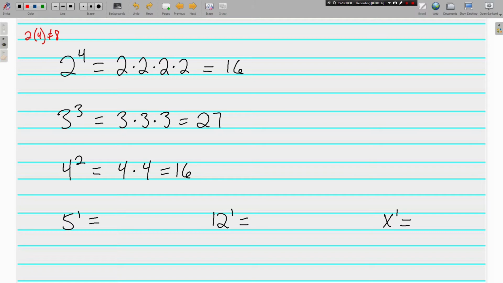And down here at the bottom we have several things to the 1st power. Anything to the 1st power is going to be itself. Whether it's a number or a variable, anything to the 1st power is going to be itself.